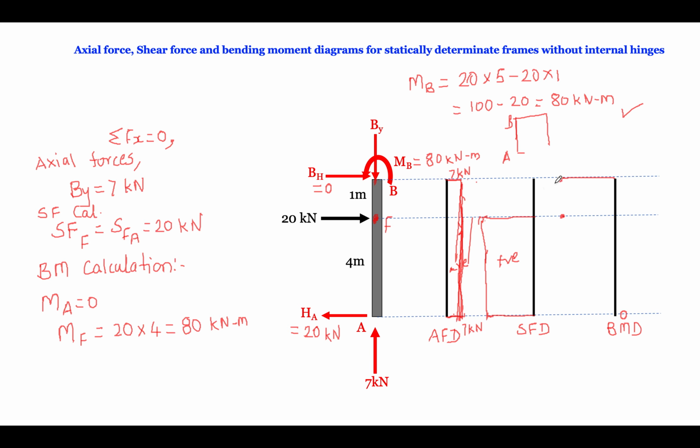So here it is constant. Now you can see that there is a relation: the straight line of shear force becomes a slanting line for the bending moment diagram. So this is your positive bending moment diagram. So we are done with the first member of the frame. Now let us move towards the second member of the frame.